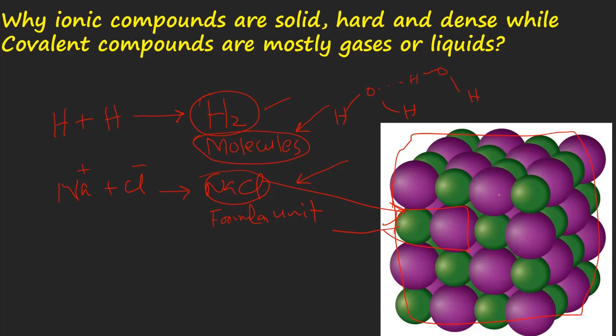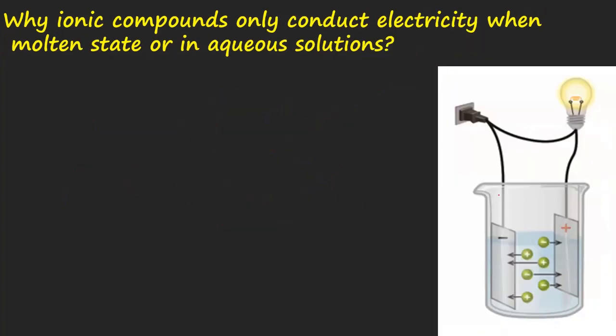So how do you answer that? Ionic compounds are solid, dense, or hard because of strong electrostatic forces. All right, this is the reason. And those strong electrostatic forces eventually lead to a crystal lattice structure, which is not the case in covalent compounds. Now, why do ionic compounds only conduct electricity in the molten state or in aqueous solution, but do not conduct electricity in the solid state?